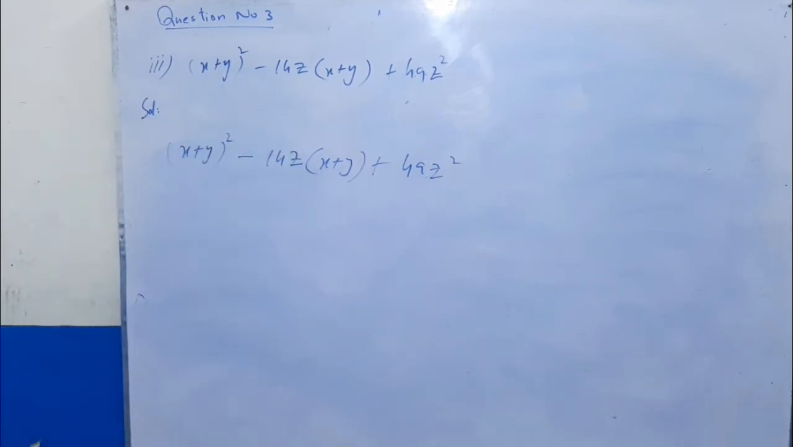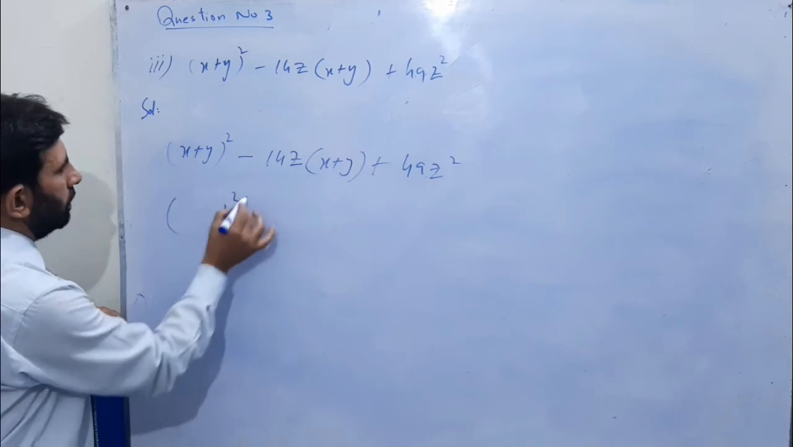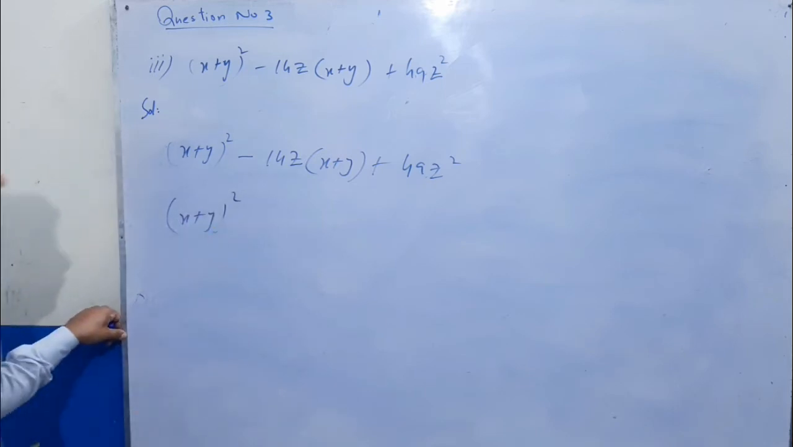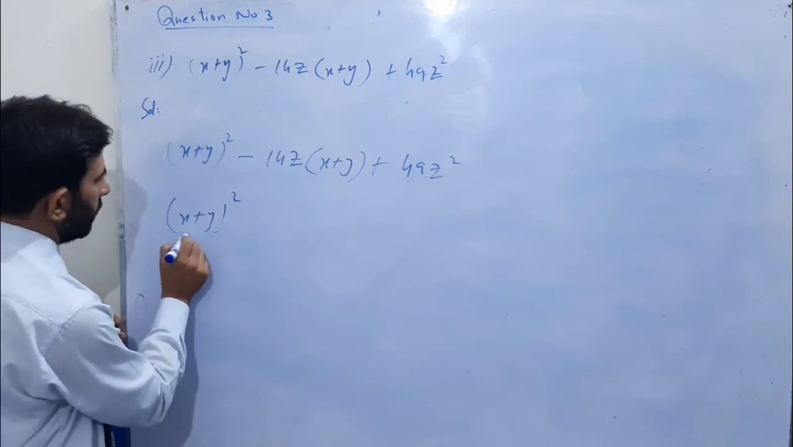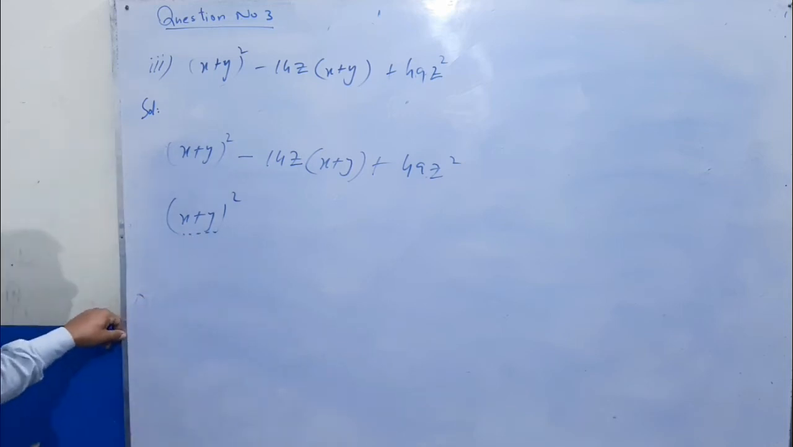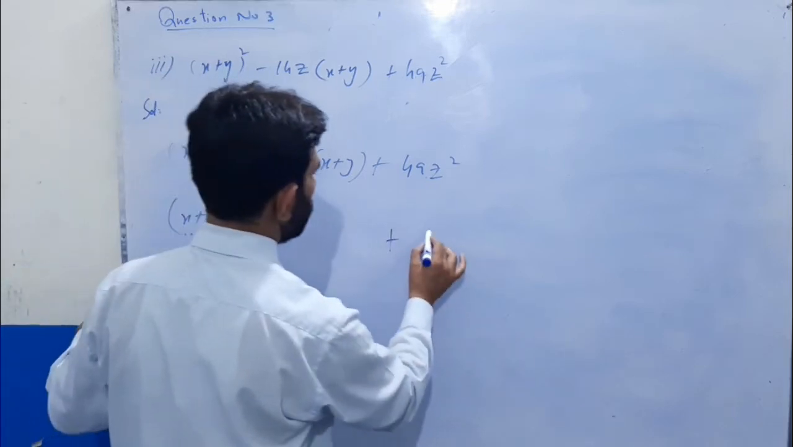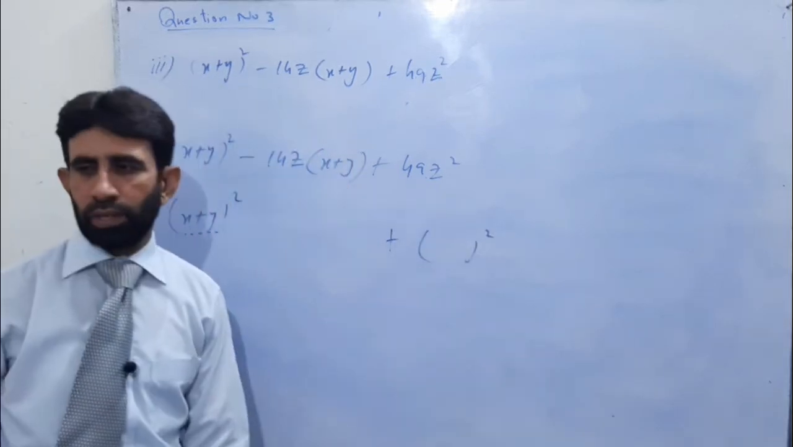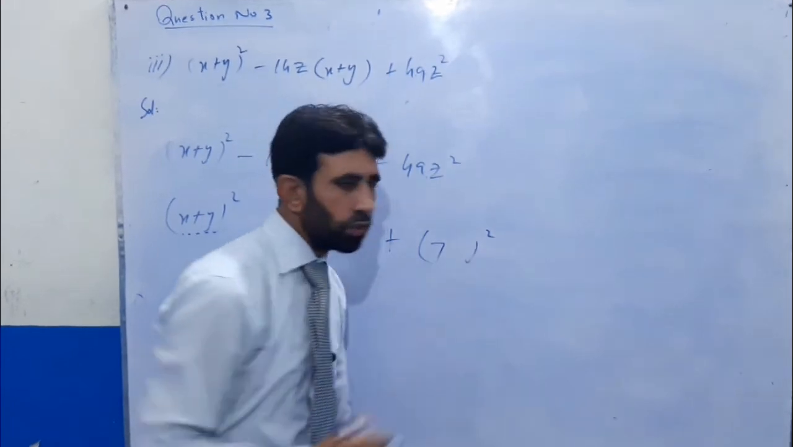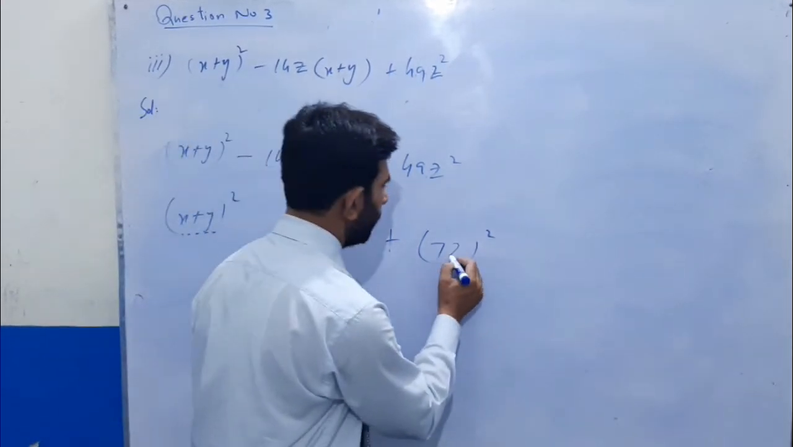Simply two conditions should be checked, whether two perfect squares are given over here. X plus y whole square is a perfect square. Already mentioned in the question, x plus y whole square will work for A. And 49z square is also a perfect square. 49 is a perfect square of 7, and z square, instead of z square you can write z.